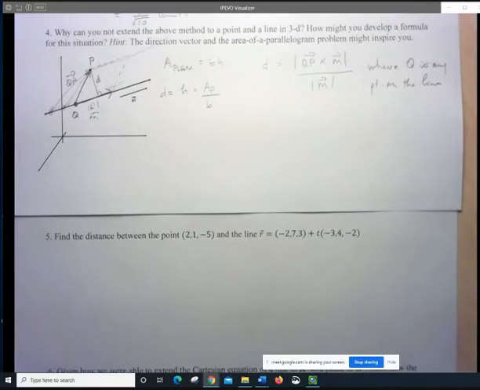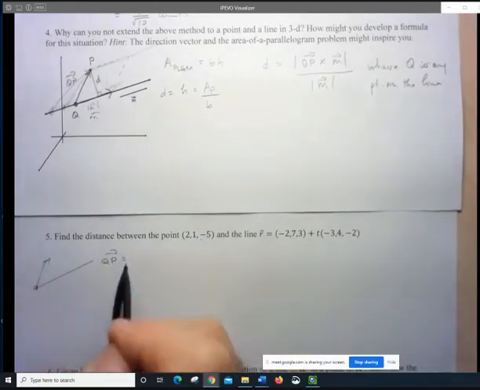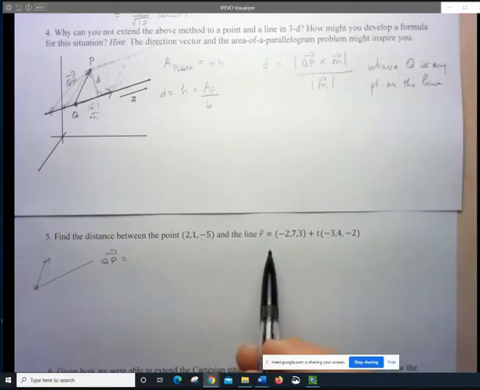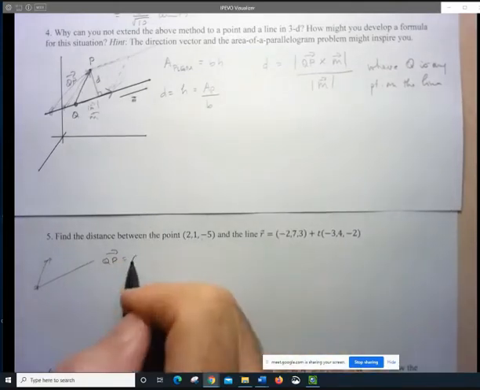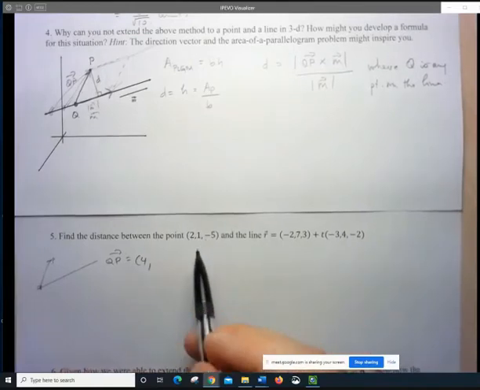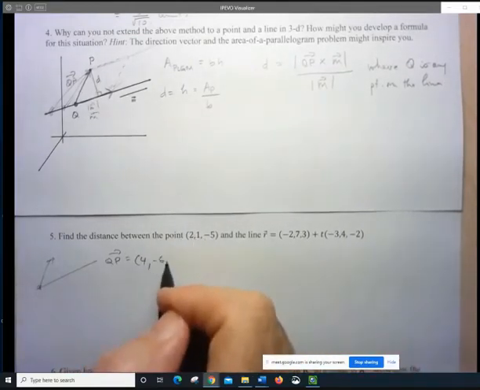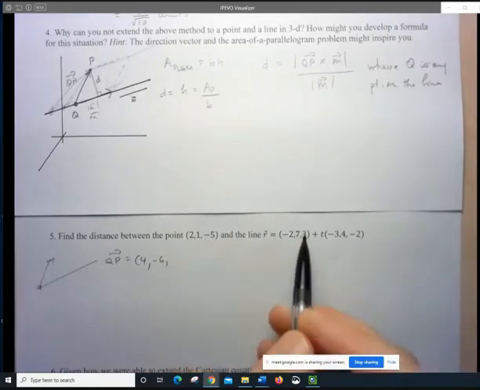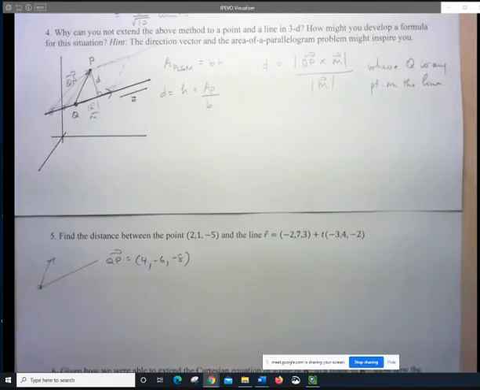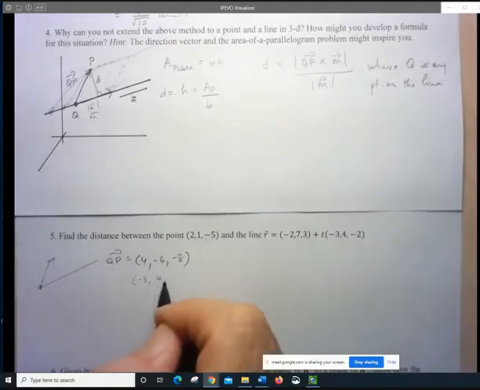Okay, so here, let's just quickly figure out what we have. We're creating this vector from the point on the line to the given point. What I'll call our QP is just going to be 2 minus negative 2, which is 4. Then we have 1 minus 7, negative 6. And then negative 5 minus 3 is negative 8. So make sure you're checking my algebra here. And then we want to take the cross product of that with the direction vector, which is negative 3, 4, negative 2.